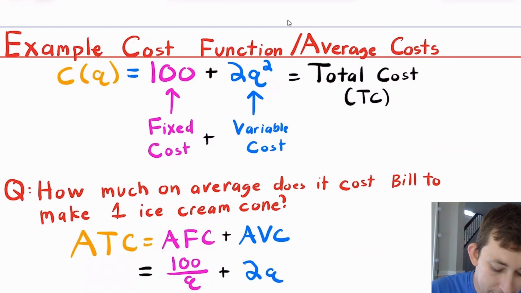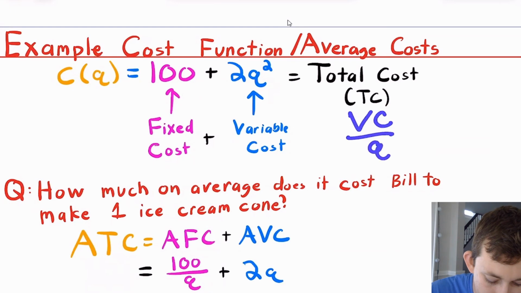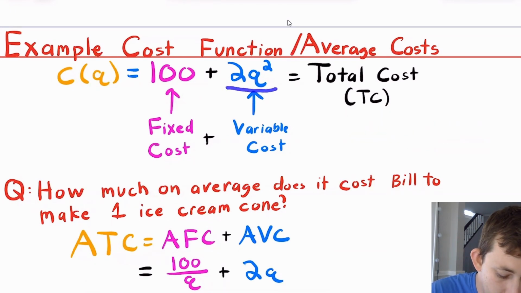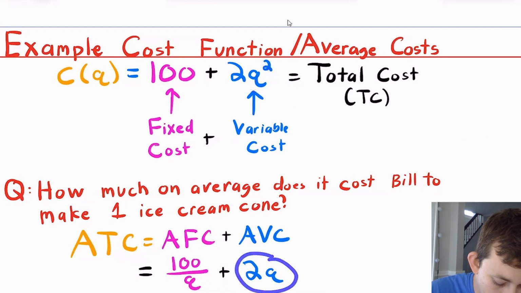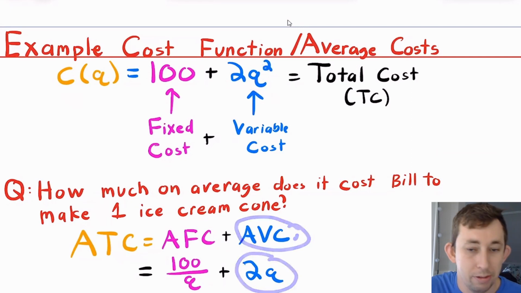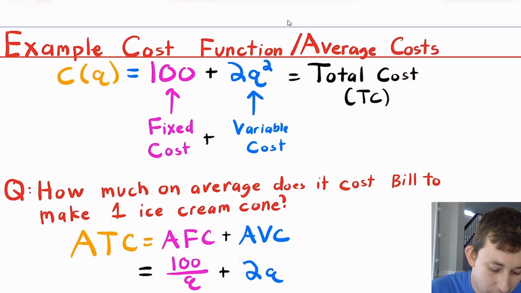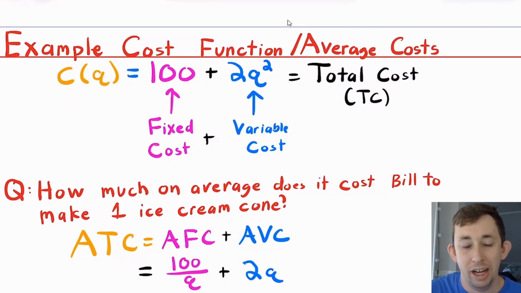Same for the variable cost. If I take variable cost and I divide it by Q, I'm going to get the average variable cost. So I take 2Q squared, I divide it by Q. One of these Q's cancels, and I get 2Q, which is the average variable cost that you see here. So again, average total cost is average fixed cost plus average variable cost. We're asking the question, if I take the total cost and divide it by the total amount of ice cream cones that I make, then I get an idea of how much on average it costs me to make each ice cream cone at a particular number of ice cream cones that I'm making.